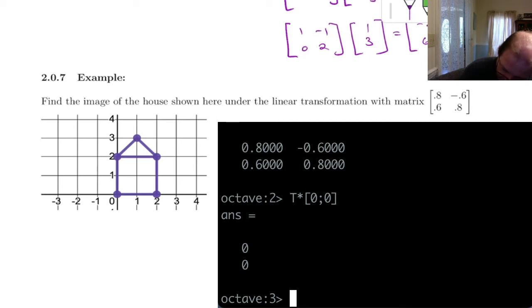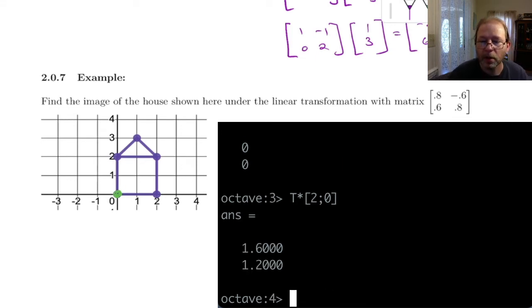So let's see, I guess I'll draw these in green. So this point gets mapped to itself. And let's do these in, I guess, counterclockwise order. This point is 2, 0. If I multiply this by 2, 0, it gives me 1.6, 1.2. And let me show you something.